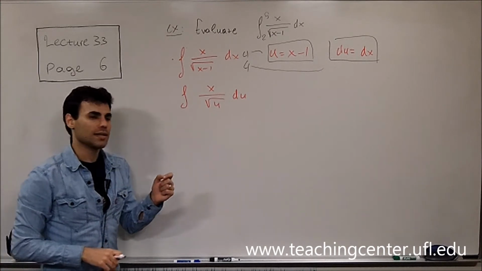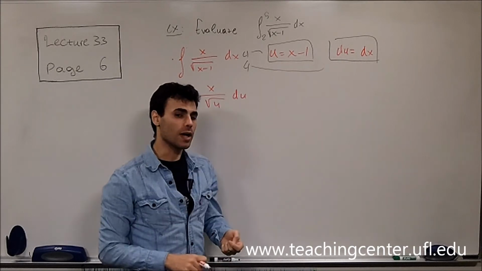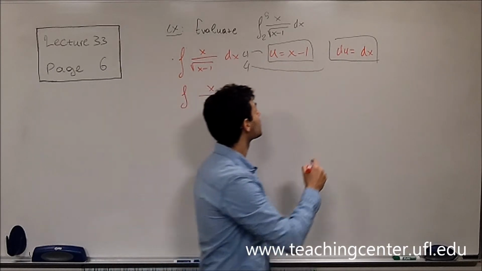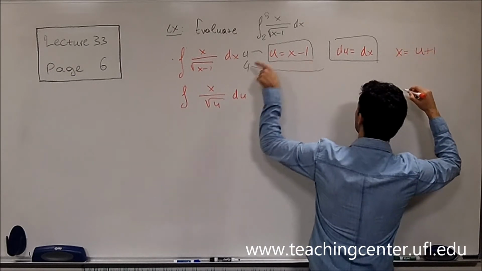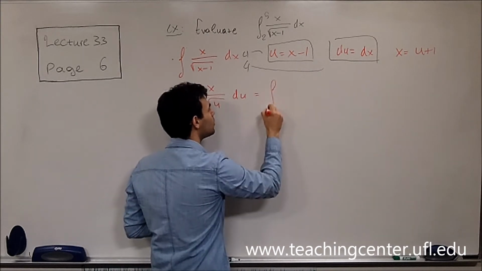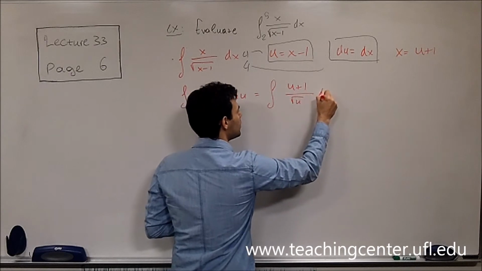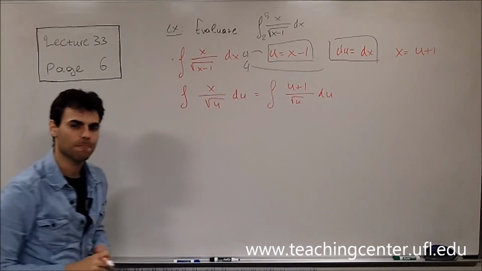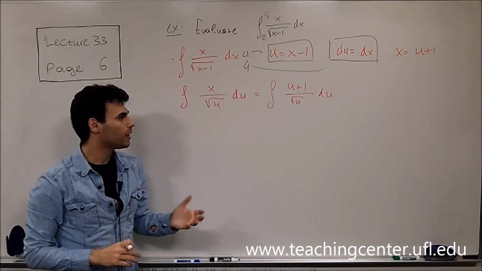But this one is one of those cases where you can solve this equation, u equals x minus 1, for x and replace it in there. So you can see that x is also equal to u plus 1 when you move the 1 over there. And you'll use that equation as well to change this integral into u plus 1 over square root of u du, like this.